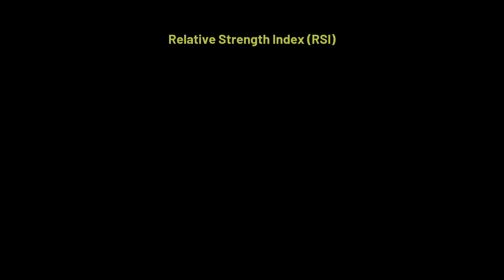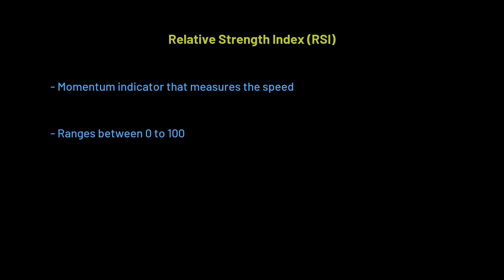The relative strength index is a momentum indicator that measures the speed and change of price movements on a scale from 0 to 100. Typically, a reading above 70 indicates that a stock may be overbought and could face a price drop, while a reading below 30 suggests it may be oversold and ripe for a rebound.